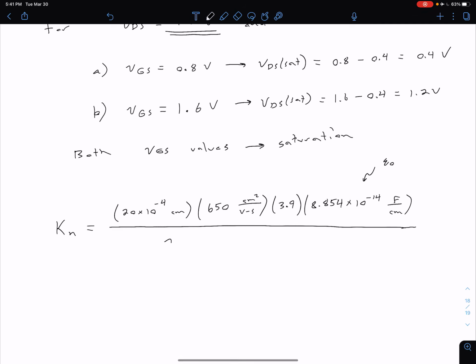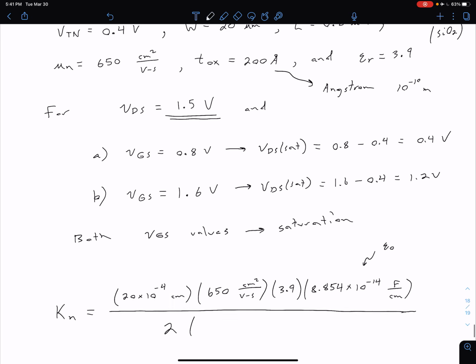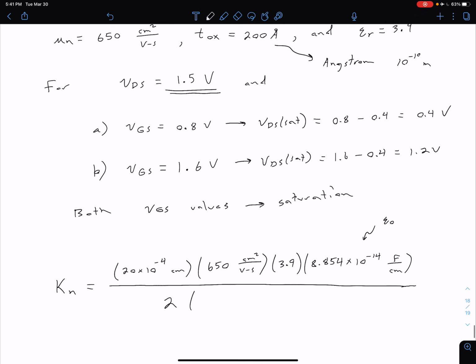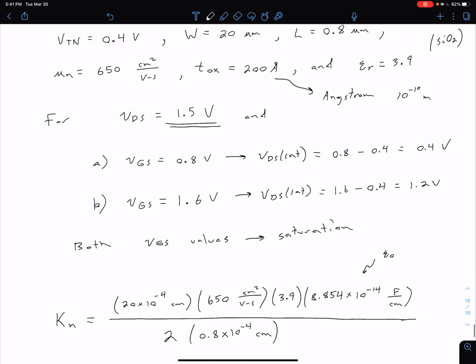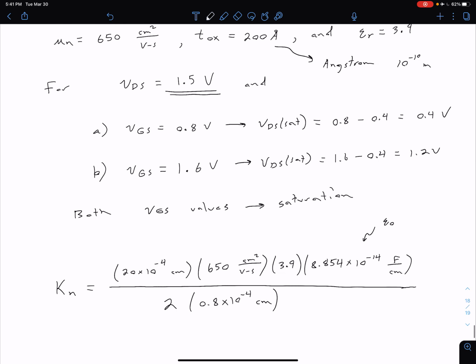In our denominator, we had a 2, and then we had our length, which again, we want to take from micrometers to centimeters. So we're going to do 0.8 times 10 to the minus 4, and that's going to give us centimeters. And then finally, our 200 angstroms for our oxide thickness is going to be 200 times 10 to the minus 10th meters. But we're going to back that off and go 200 times 10 to the minus 8th to take it to centimeters. So now what we see is the centimeters are going to be canceling out. So we'll have centimeters squared canceling there, and our centimeters in the numerator canceling out.